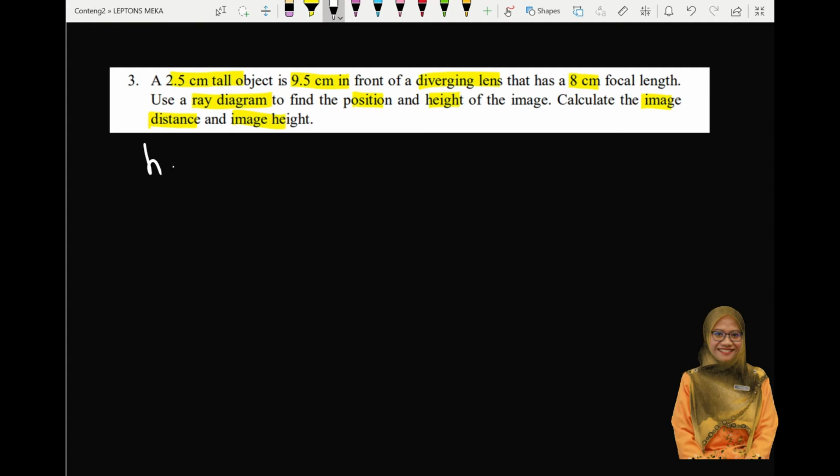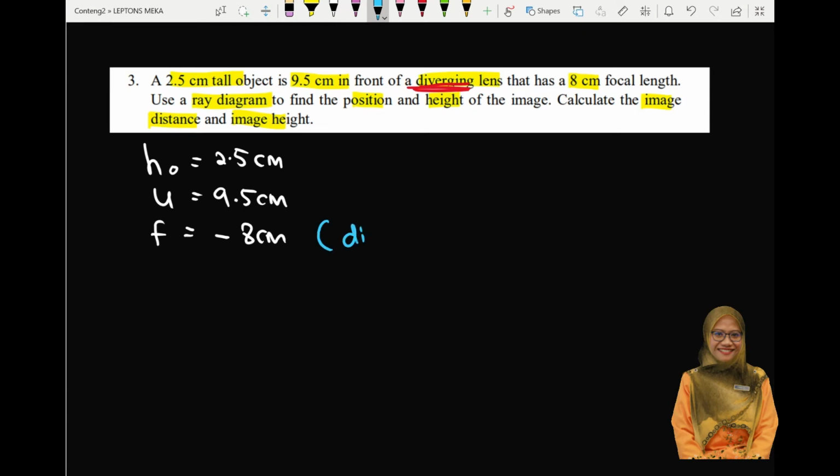So we list out the information. You have height of object 2.5 centimeter, and the object is placed 9.5 centimeter in front of a diverging lens, and that lens has focal length about 8, but this is diverging. In this chapter you must focus on what type of lens or mirror it is. If you don't focus, you will get lost. So the focal length is negative, negative 8 cm because of diverging. In the exam you can write like this, no problem, so that we are more careful.